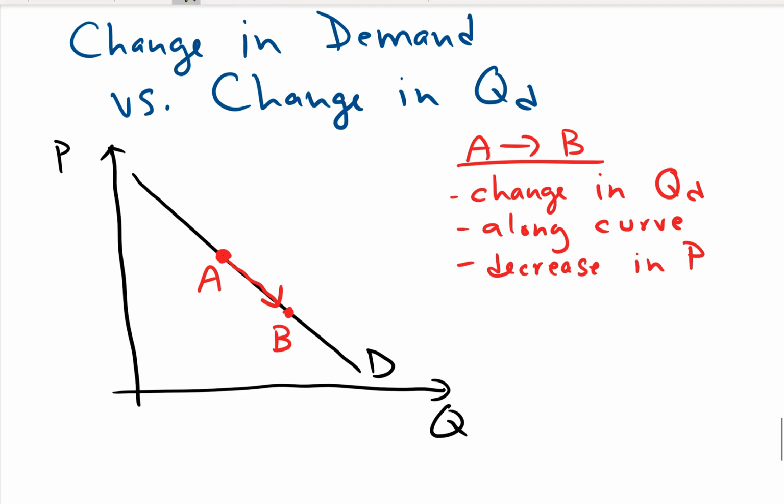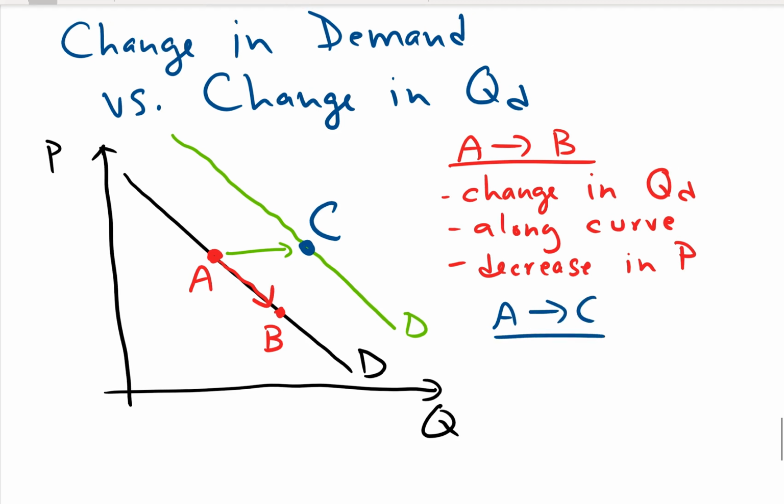And let's look at a second kind of movement. So suppose we went from A to C. Let me draw the curve here. Okay, let me change the color. Let's go to C. Okay, so this movement from A to C is an increase in demand. You can call this an increase in demand, or a change in demand, but it's specifically an increase. So it's an increase in demand. It's a shift.